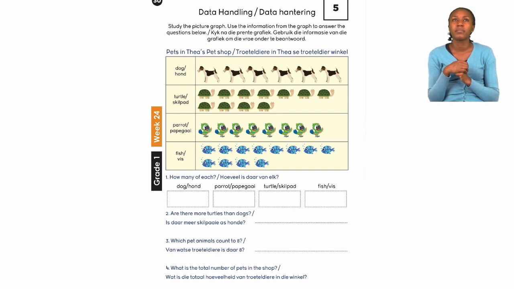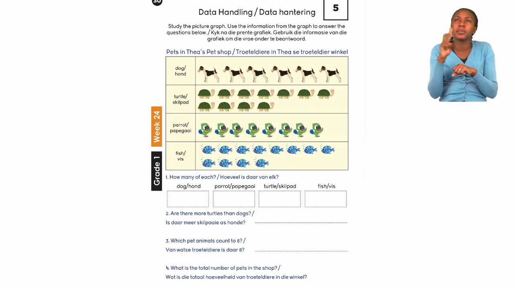Number 2, are there more turtles than dogs? Number 3, which pet animals count to 8? And the last question, what is the total number of pets in the shop? So for number 4, you have to go ahead and count together all the animals.